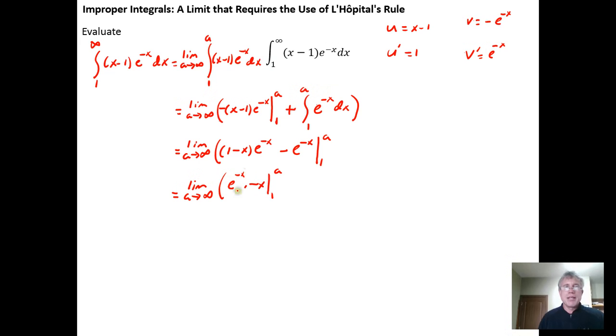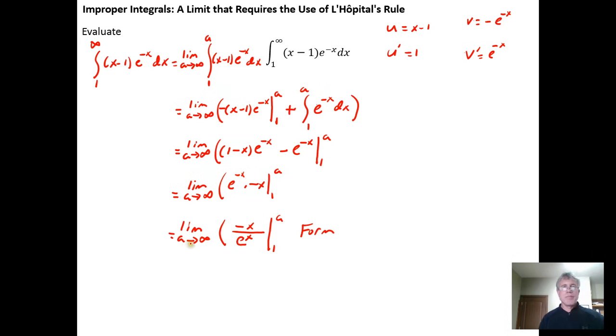The easiest thing to do in this case is going to be to move the e to the opposite of x down so that we get a positive exponent. We take the limit as a goes to infinity times, we have the opposite of x over, we move the e to the opposite of x down, which will change the sign on the exponent. This is running from 1 to a, and you want to look at the form of this.